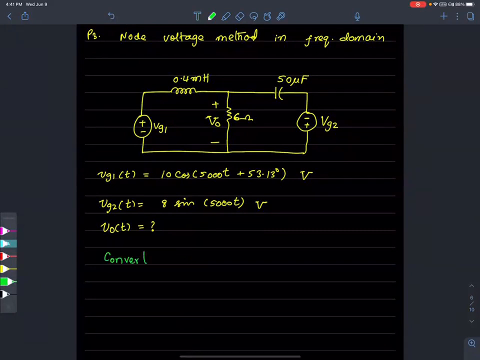GCL from V naught. Can start from V. Did you say V naught? Yes, correct. We'll start from V naught, but before doing that, let's convert this into frequency domain, which simply means we are going to convert J omega L in place of this guy and minus J by omega C in place of this guy.